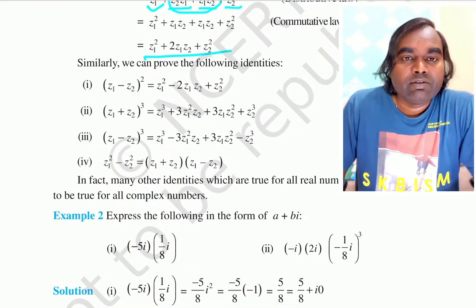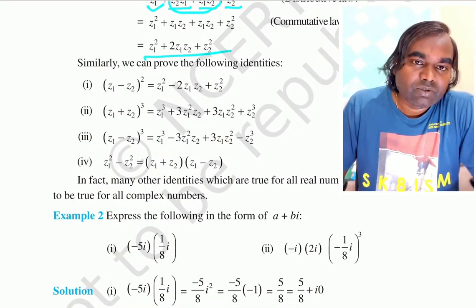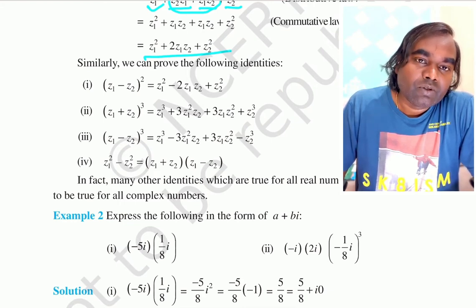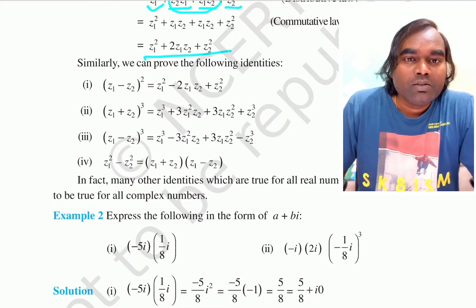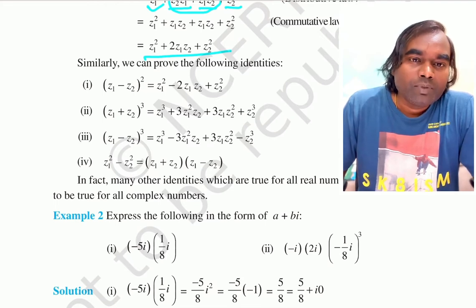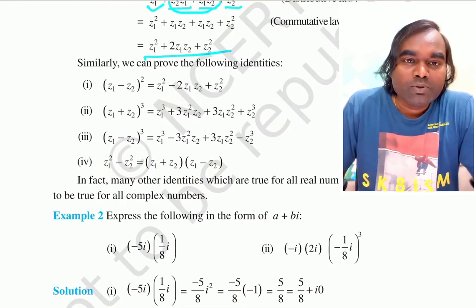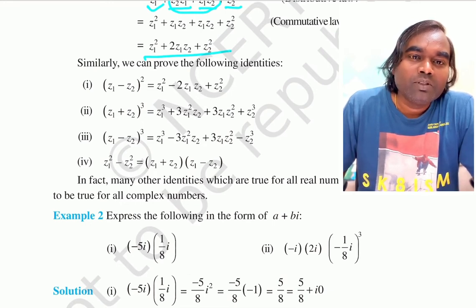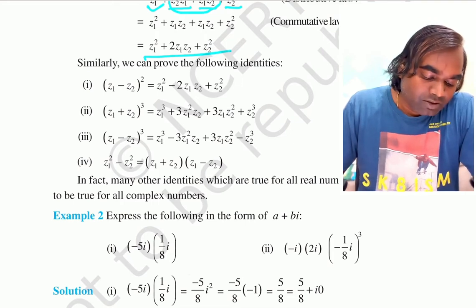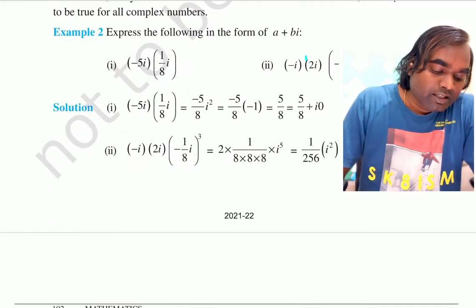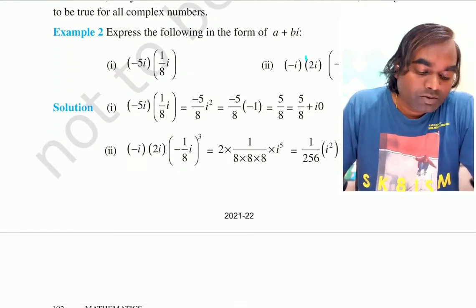Similarly, we can prove the other identities like z1 minus z2 whole square is equal to z1 square plus z2 square minus 2 z1 z2, z1 plus z2 whole cube is equal to z1 cube plus z2 cube plus 3 z1 z2 into z1 plus z2, and z1 minus z2 whole cube is equal to z1 cube minus z2 cube minus 3 z1 z2 into z1 minus z2. So we can prove all these identities. So let us solve example number 2.